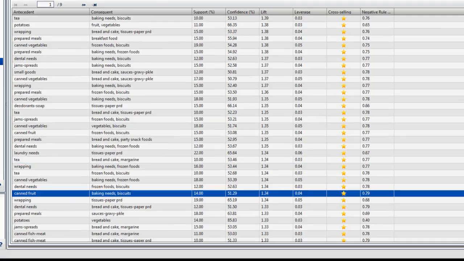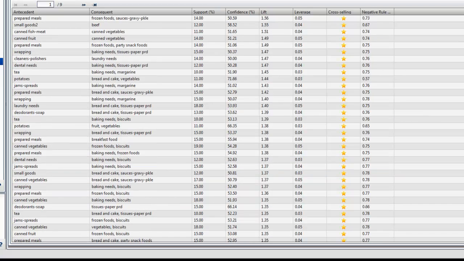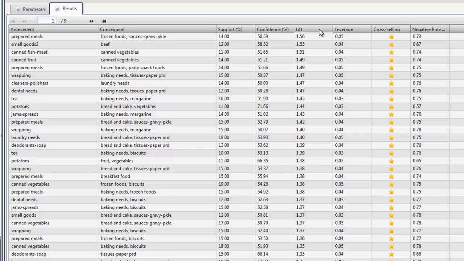If we go back to the top, we can see that the results are ordered by lift, and that lift is what's affecting the cross-selling. Now, if it has a star, that means that there's a very good opportunity for cross-selling. So what does lift mean exactly?